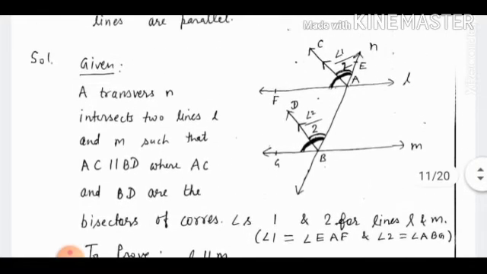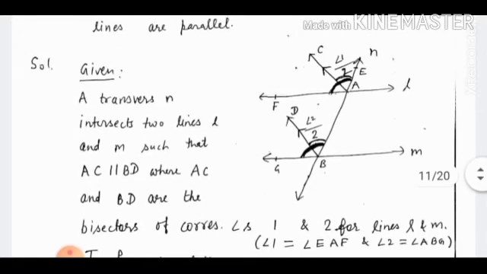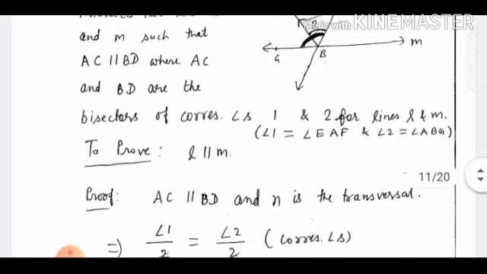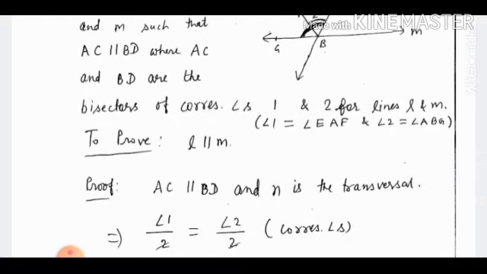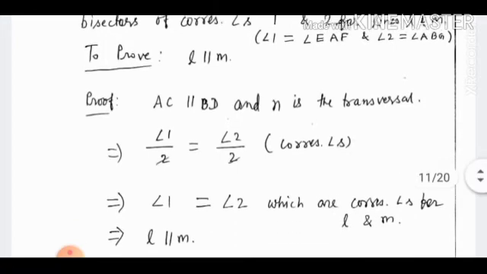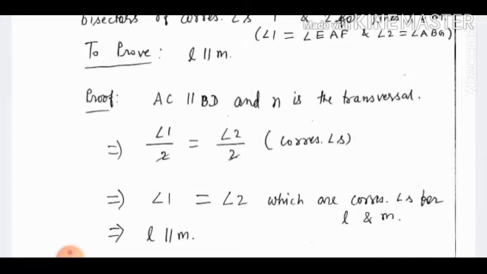Proof: AC is parallel to BD and N is the transversal. This implies that angle 1 by 2 is equal to angle 2 by 2 because they are corresponding angles. This implies that angle 1 is equal to angle 2, which are corresponding angles for L and M. This implies that L is parallel to M.